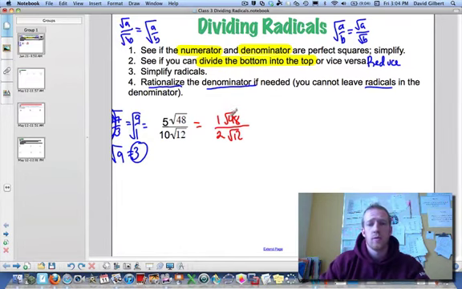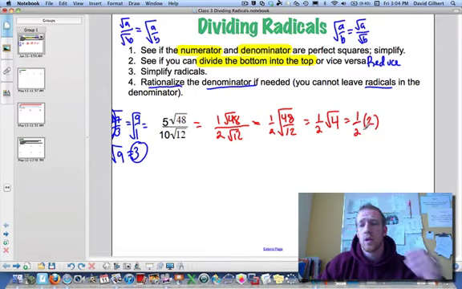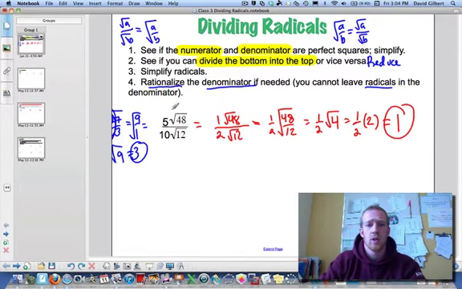I could simplify root 48 and root 12 first and see what cancels, but I notice that 12 goes into 48. So I'm going to write that as 1/2 times the square root of 48 over 12. What's 48 divided by 12? That's just 4. So that's 1/2 times the square root of 4. The square root of 4 is 2, so that's 1/2 times 2, which is just 1. There's my final answer. So this all simplified to 1.